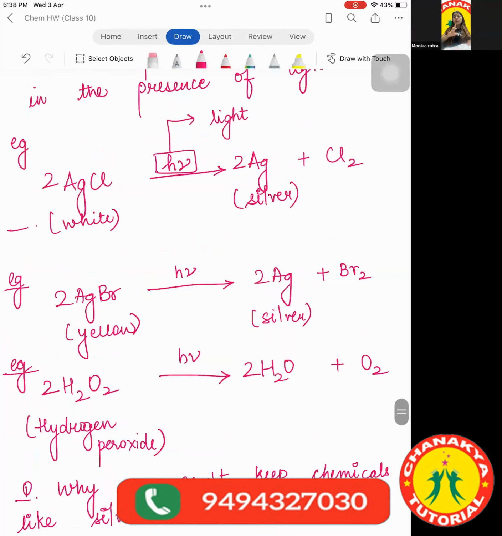I am giving you all 1 minute to reflect on these three reactions because later when I ask questions, I don't want you people to say that, ma'am, I don't know. Look at these three reactions very carefully. The answers are very simple. AgCl gives Ag plus Cl2, AgBr gives Ag plus Br2, H2O2 gives water and oxygen. Only three reactions we have to study in the photolytic decomposition reaction.